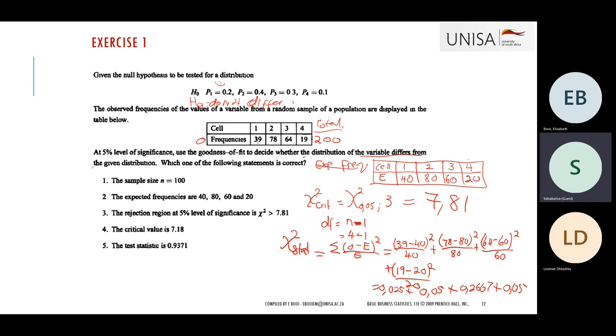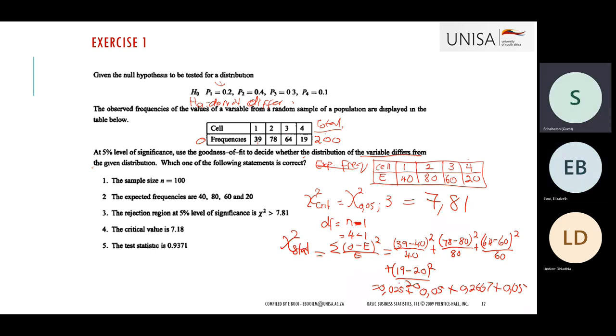Actually, I need to revise my first answer. It's not 0.39166. So if I leave it to four decimals, since they've got four decimals, the answer for my chi squared is 0.3917. Okay, now let's answer the questions.